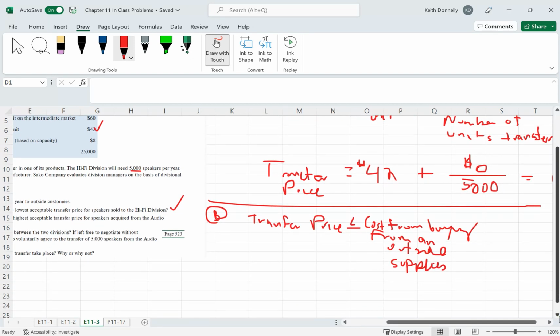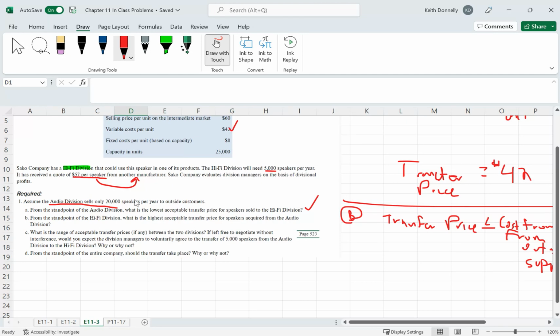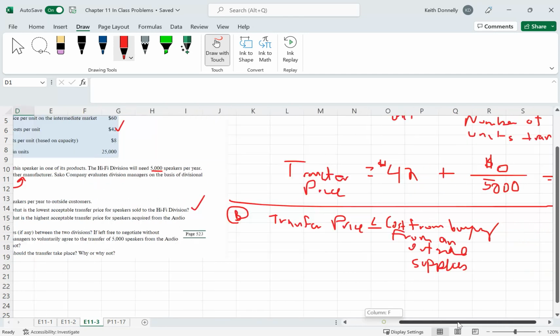In other words, the buyer, when they're looking at this situation, is not going to pay more than what it costs to buy from somebody else. So if you're going to sell it to me, if I can buy it for 10 bucks from that guy, I'm not going to pay any more than 10 bucks to you, because I can get it from that guy for 10 bucks. So in this case, if we go back to the facts here, they can get it from somebody else for $57.